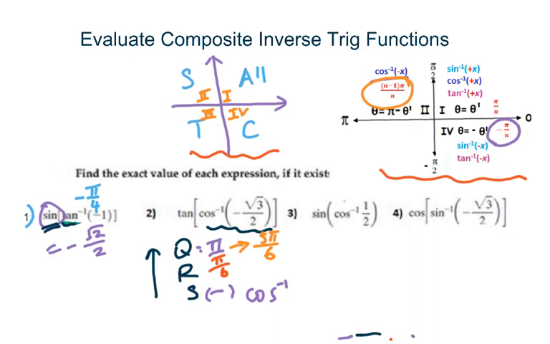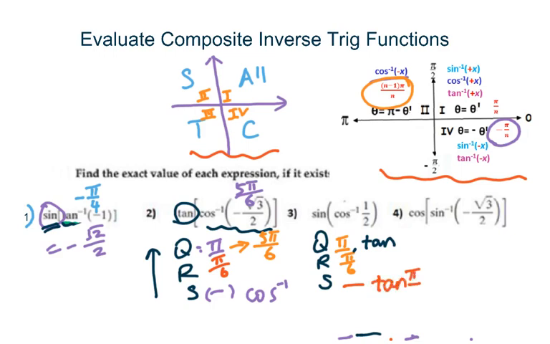So we got 5 pi over 6 for the inverse cosine part. Then we're working on tangent. So we do QRS again. Your quadrant is still second quadrant, and reference angle is pi over 6. I'm working on tangent. For tangent in the second quadrant, we know that's a negative sign. So we got the tangent pi over 6.